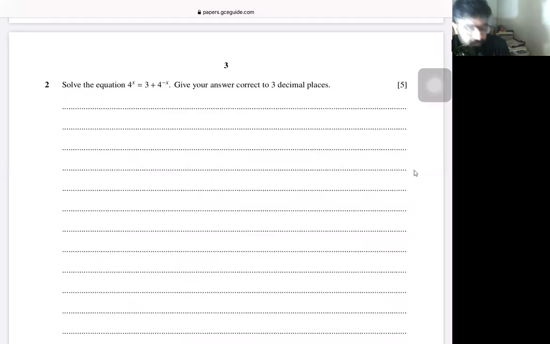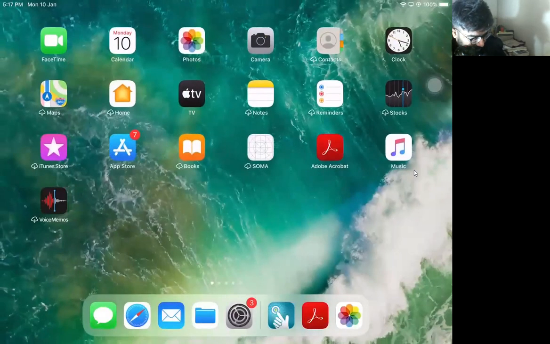All right, so here we have question number 2 from the same paper, May June 2021, paper 33. The question is saying: solve the equation 4 raised to the power x is equal to 3 plus 4 raised to the power minus x. Give your answer correct to 3 decimal places. This is for 5 marks.